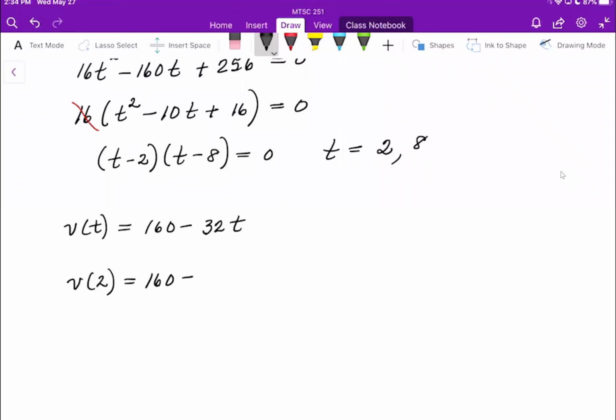Last question is, when does the rock hit the ground? Well, let's go back to our picture. If the rock hits the ground, then its displacement is 0 again. So we need to solve s of t is equal to 0.